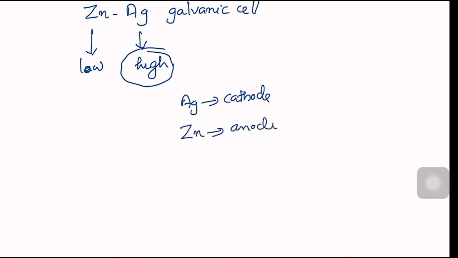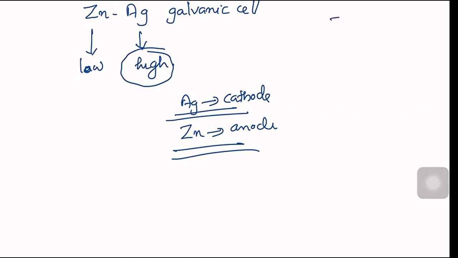So if I combine zinc and silver half cells to make a galvanic cell, who gives electrons? Zinc gives electrons. Who accepts electrons? Silver accepts electrons. One is giving electrons, one is accepting electrons. Giving and accepting means movement of electrons. Movement of electrons, that is known as electric current, right?